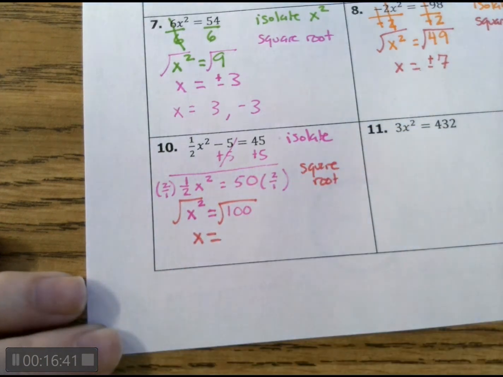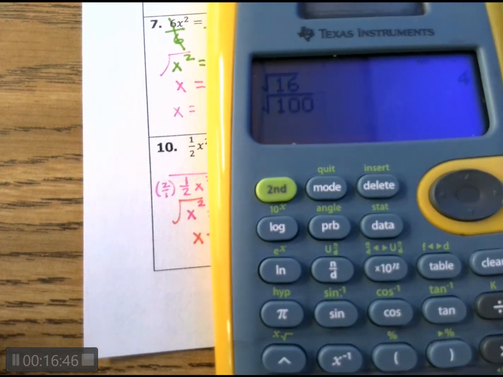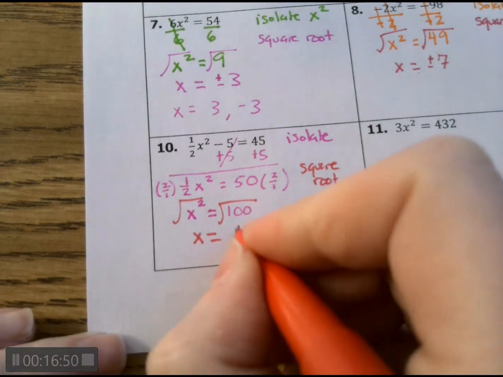And so x will equal the square root of 100, which will give us 10, plus or minus 10.